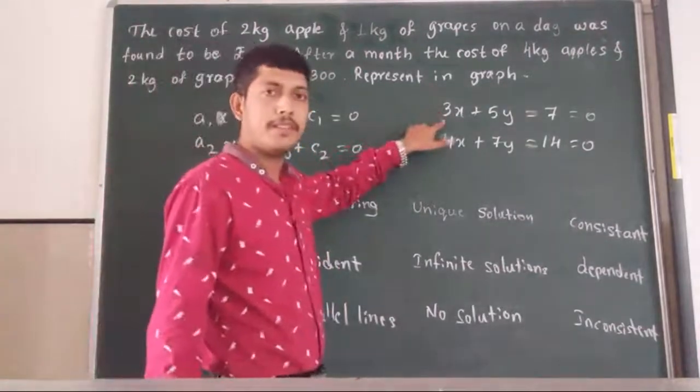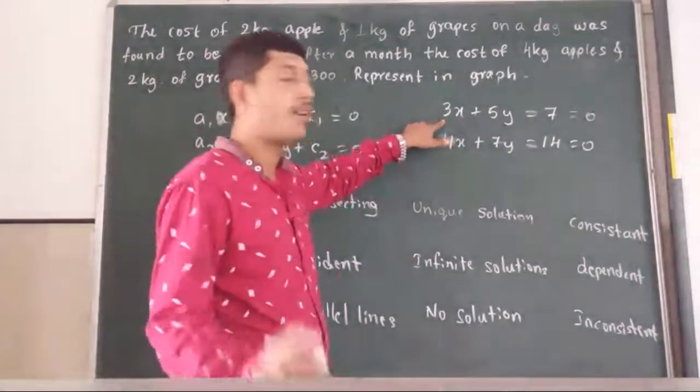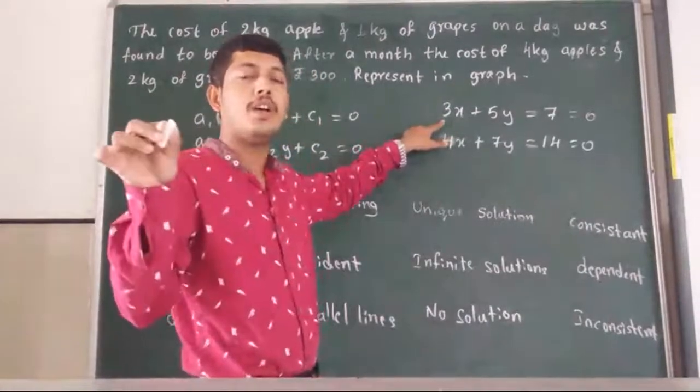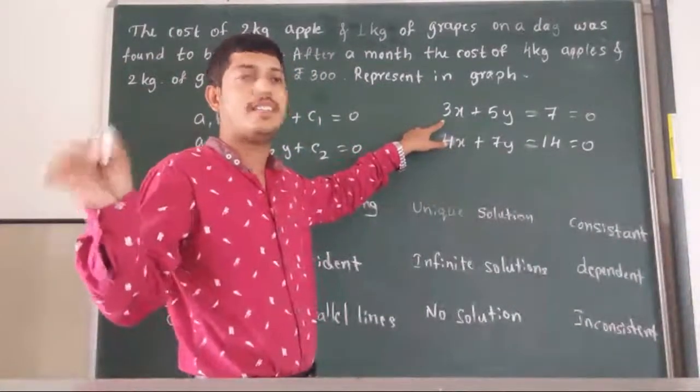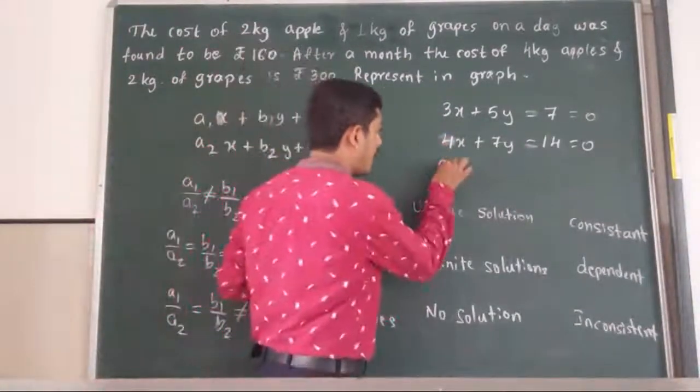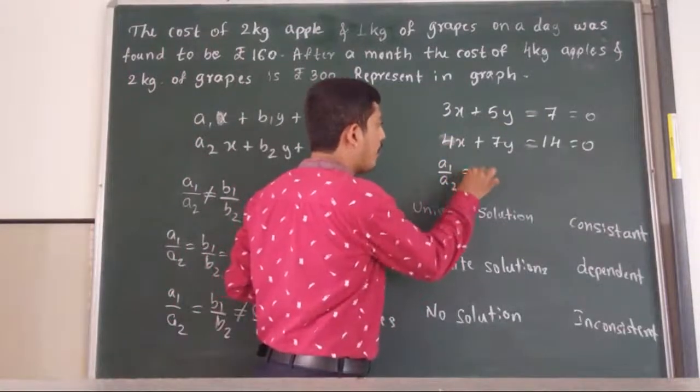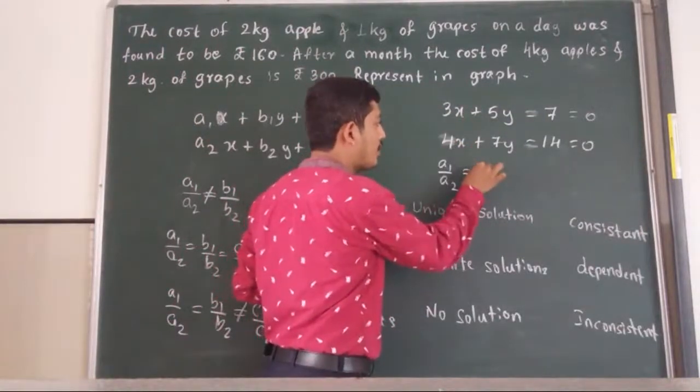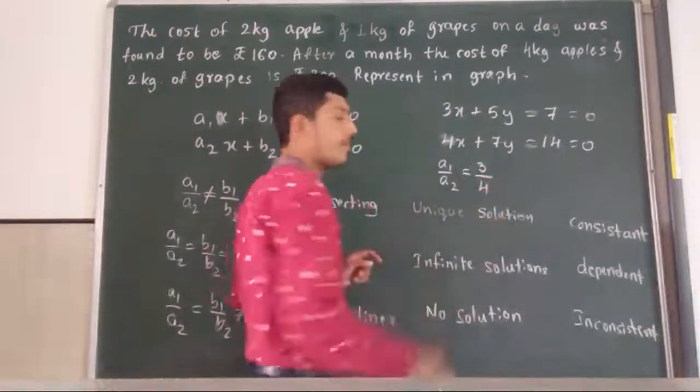So this is A1. What do we have to do? We have to find the values of A1, A2, B1, B2, C1 and C2. So I will consider A1 by A2. A1 is 3, A2 is 4.